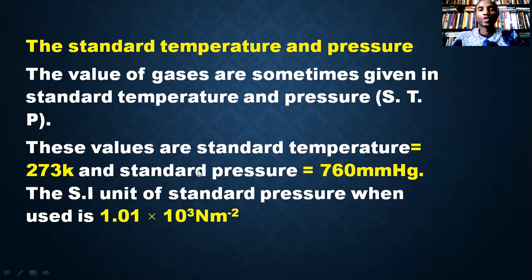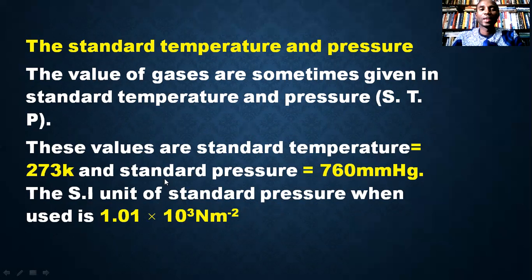Now, standard pressure is 760 millimeter mercury if it's given in mercury, and the SI unit of standard pressure, when used in Newton per meter squared, we can have this. So it depends on the particular unit that is being given to you. Newton meter, you use this one. Millimeter mercury, you use this one. Kelvin temperature, we have this.